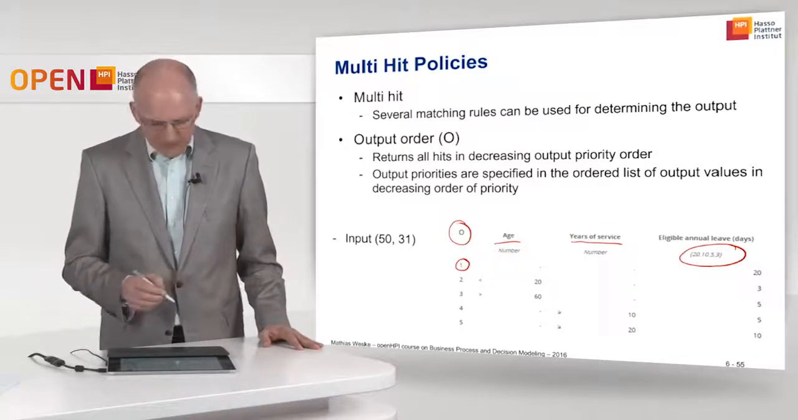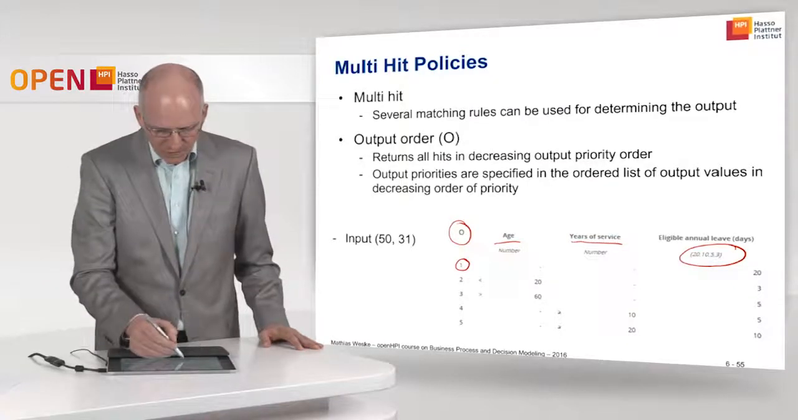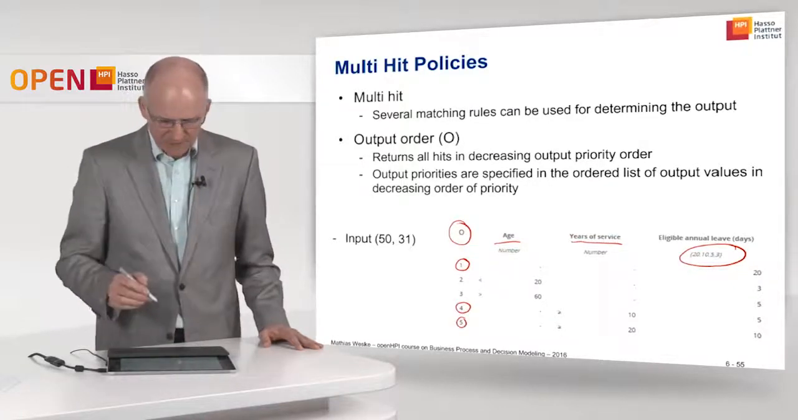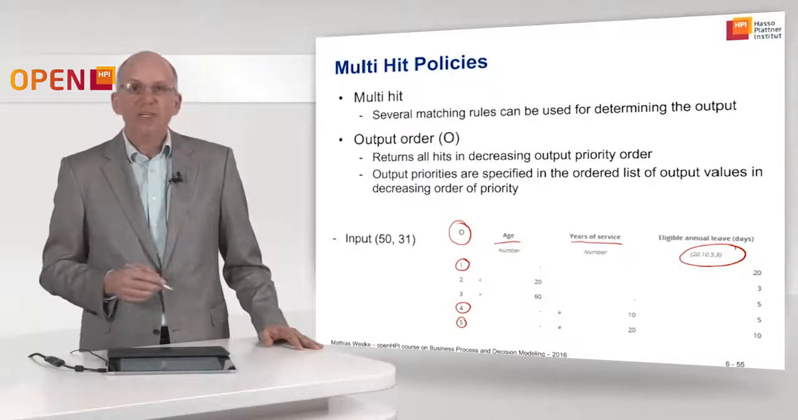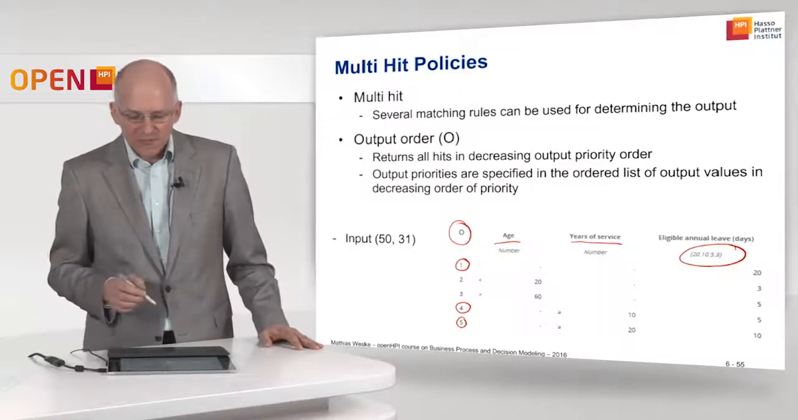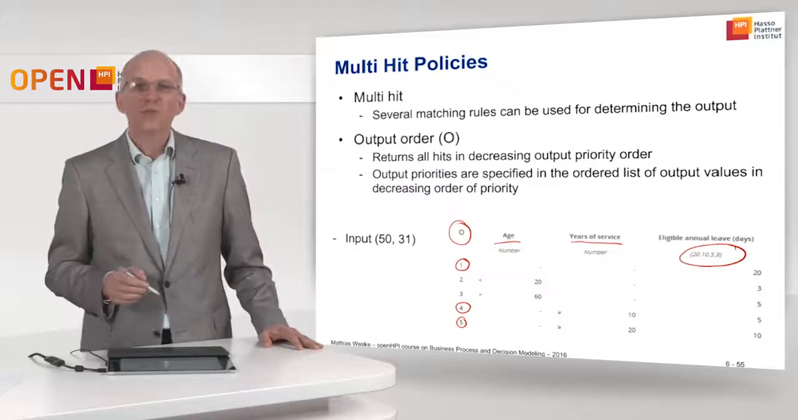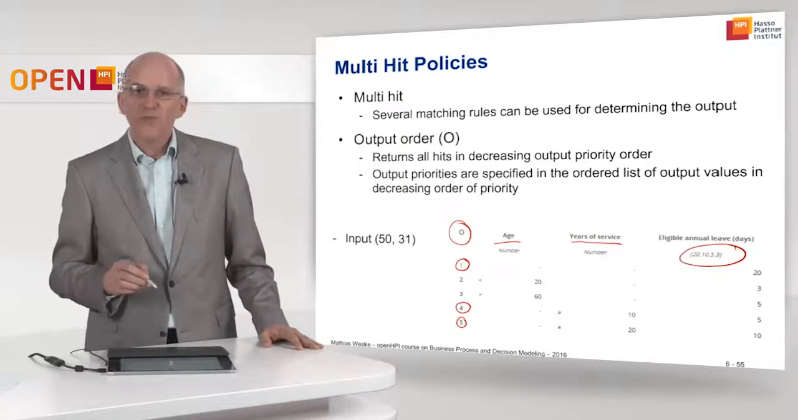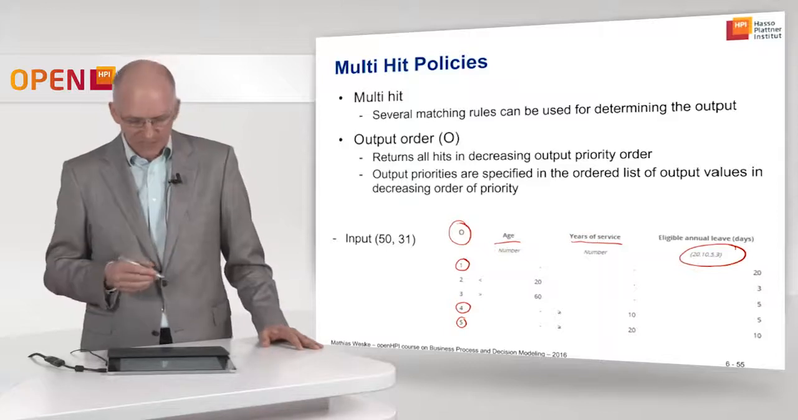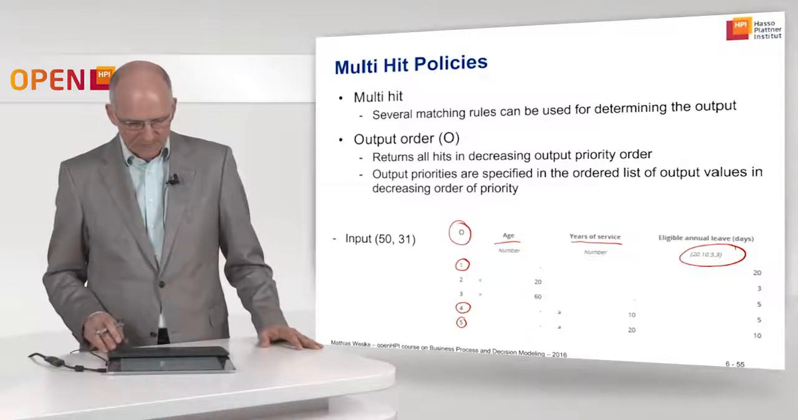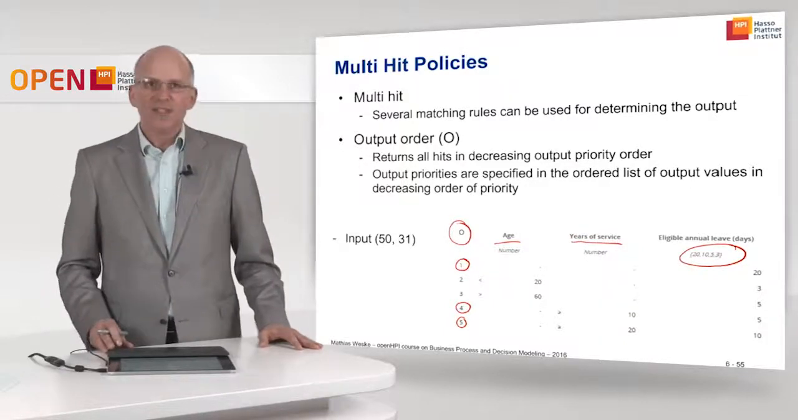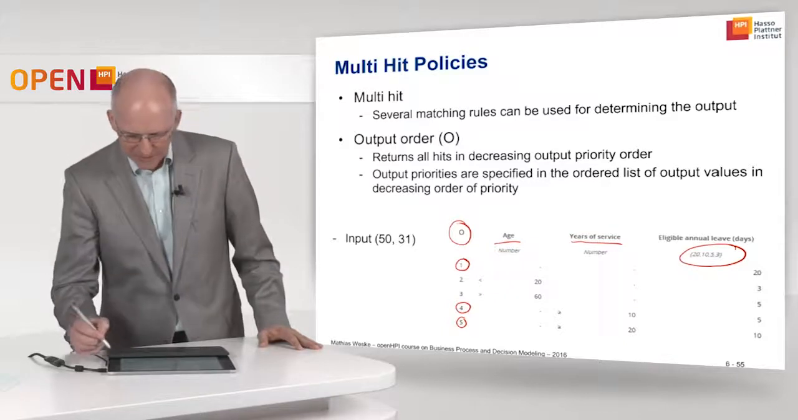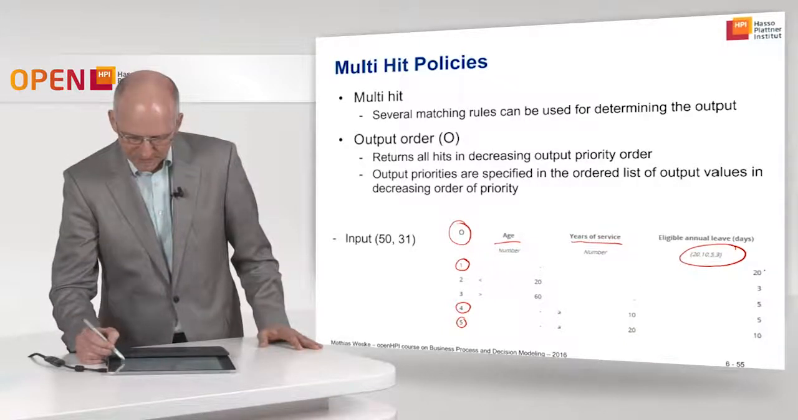But rule 4 also matches and rule 5 also matches, because for rule 4, age doesn't play a role, and for rule 5 as well. And the years of service must exceed 10 for rule 4 and 20 for rule 5, which is the case, of course, with 31 years in service. So what does the output order single hit policy, let's say, return now?